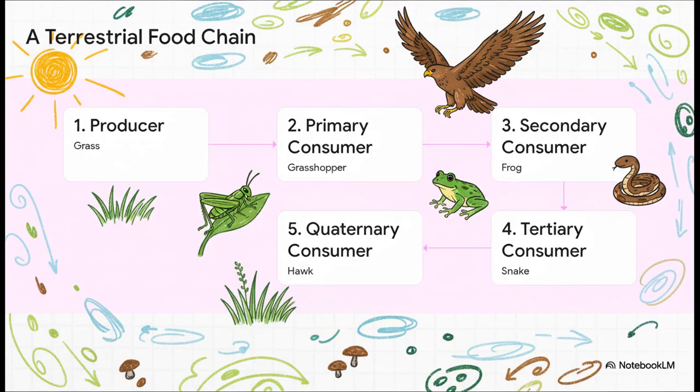And this is a perfect classic example. You've got the grass, that's our producer. Then the grasshopper, a primary consumer, comes along and eats the grass. The frog, a secondary consumer, eats the grasshopper. Then the snake eats the frog. And finally, the hawk swoops in and eats the snake. Each one of those steps is called a trophic level.